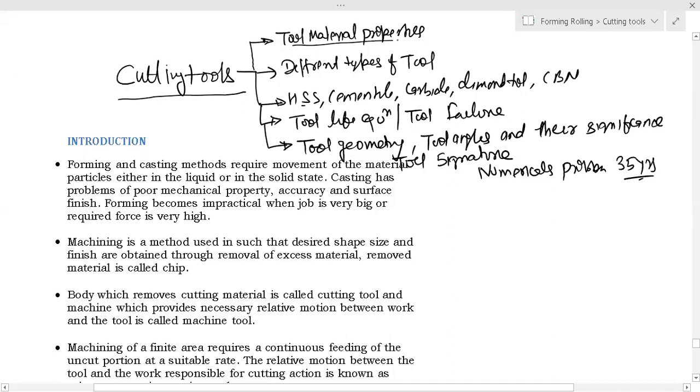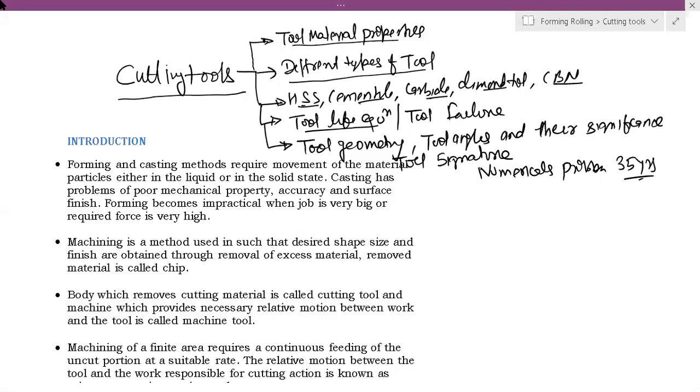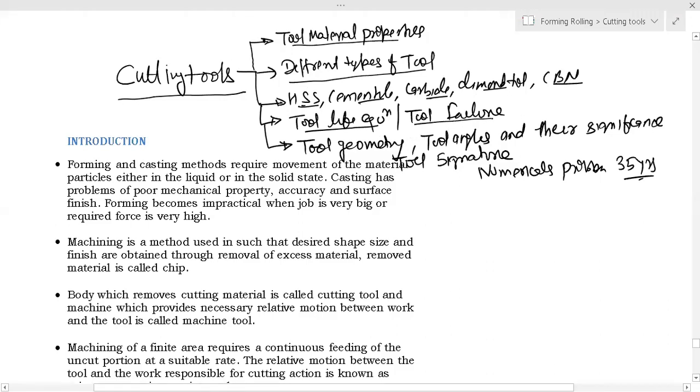So tool material properties will be discussed. Different types of tools will be discussed: high speed steel tool, cementite, carbide, diamond tool, cubic boron nitride tool. Tool life equation and tool failure, like tool life depends upon what, whether velocity, depth of cut, or feed. That will be discussed. Generalized tool life equation will be discussed.